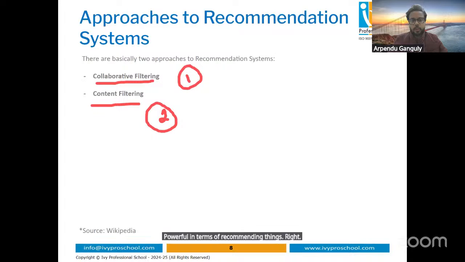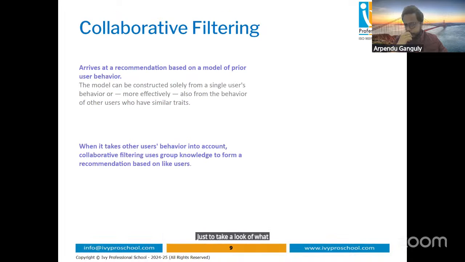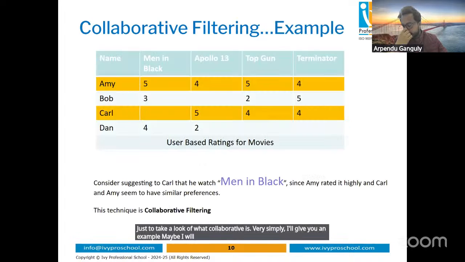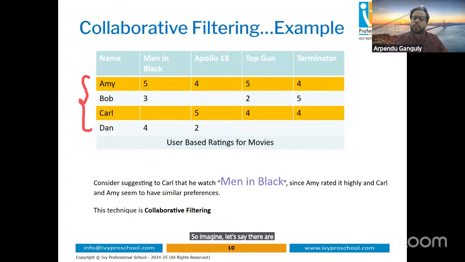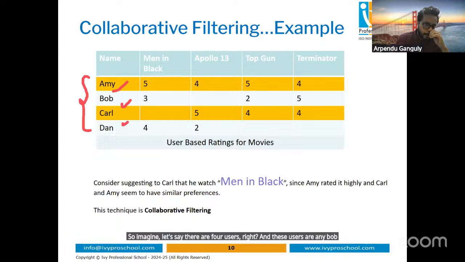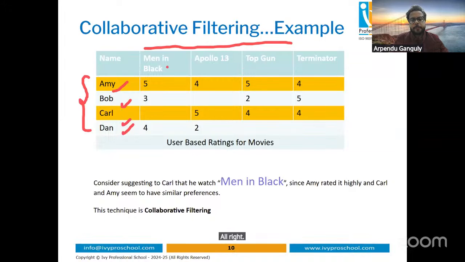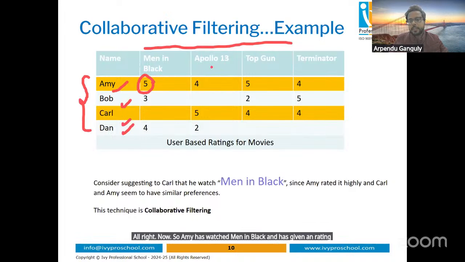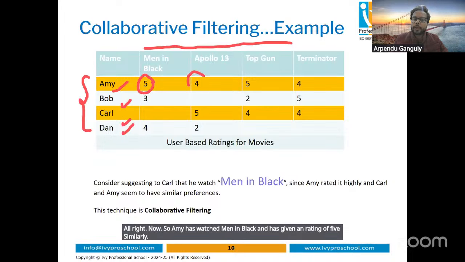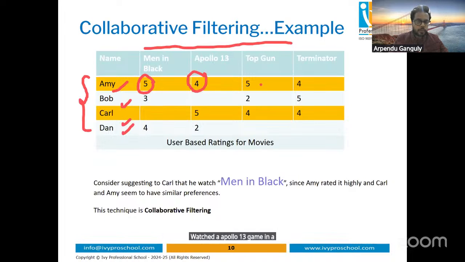So just to take a look at what collaborative is, I'll give you a very simple example. Imagine there are four users, right? And these users are Amy, Bob, Carl, and Dan. Now each of these four users has watched these four movies, right? Amy has watched Men in Black and has given a rating of 5. Similarly, she watched Apollo 13, given a rating of 4, and so on and so forth, right?